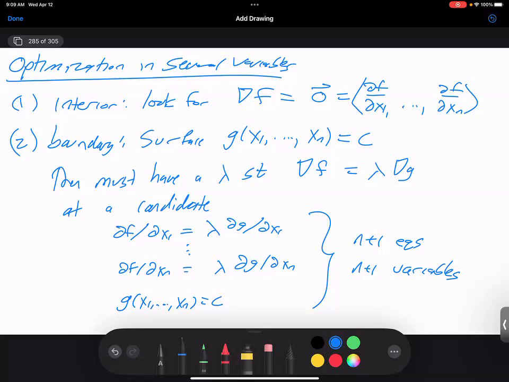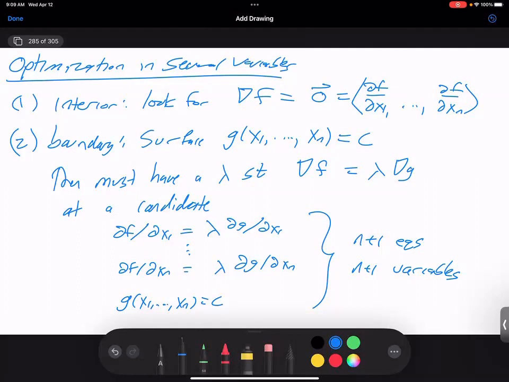The interior, again, we've already seen from Calc 1 why the interior condition holds. I'm just looking for places where the gradient of f is 0. That just means all the partials are 0. But for the boundary, why am I looking for some number lambda such that the gradient of f is equal to lambda gradient of g?